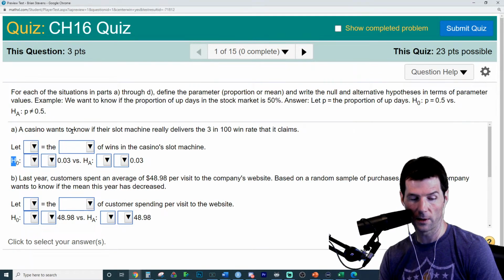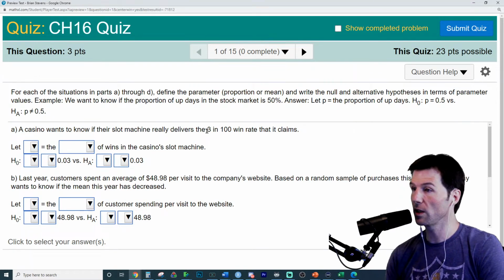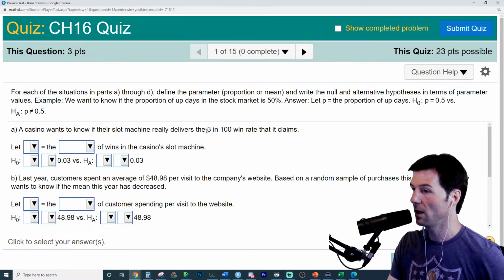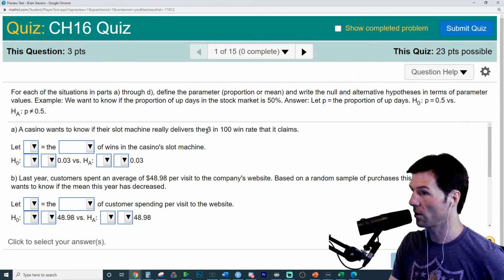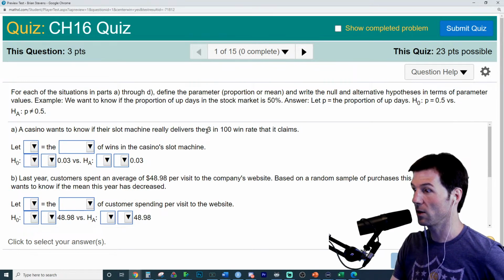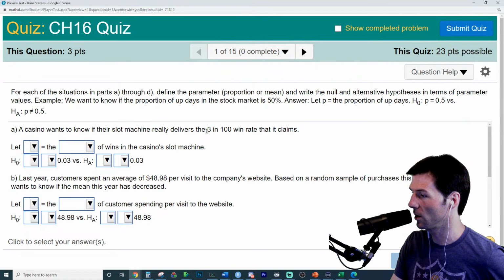So what do they want to test right here? Casino wants to know if their slot machines really are paying out 3 out of 100 times. So we have to ask ourselves, is the machine paying out, yes or no? Which means this is a what kind of question?